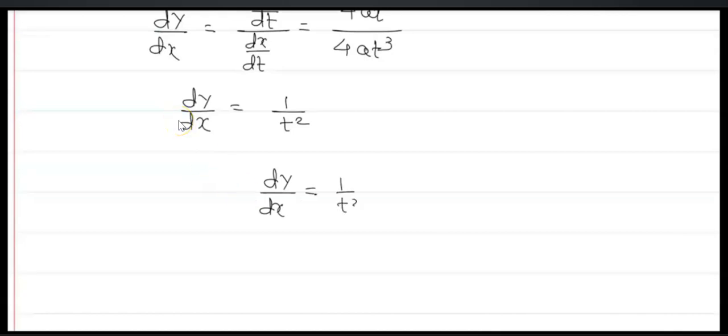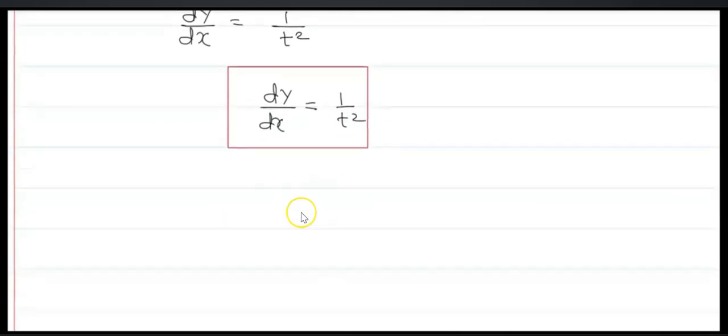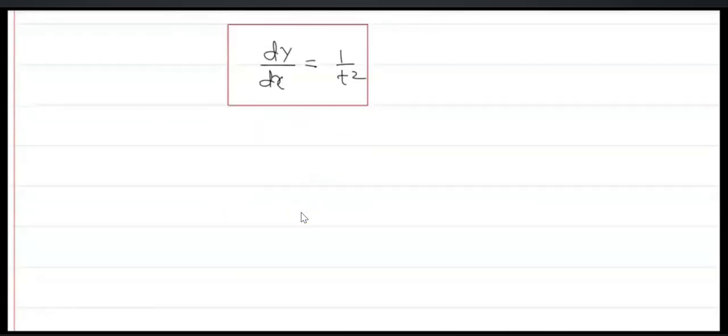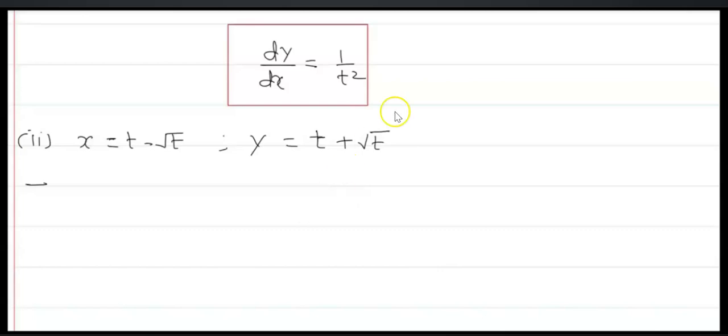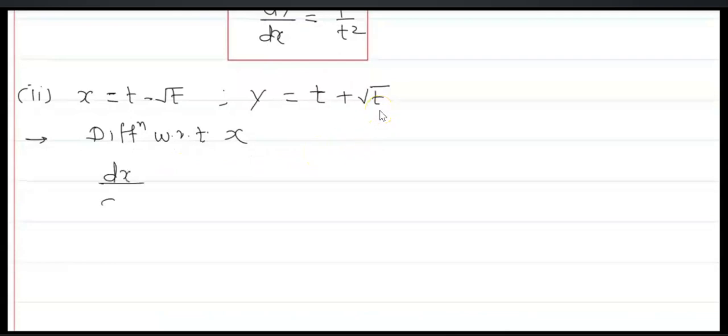Therefore, dy by dx is equal to 1 upon t square. Now, second example: x is equal to t minus root t, y is equal to t plus root t.